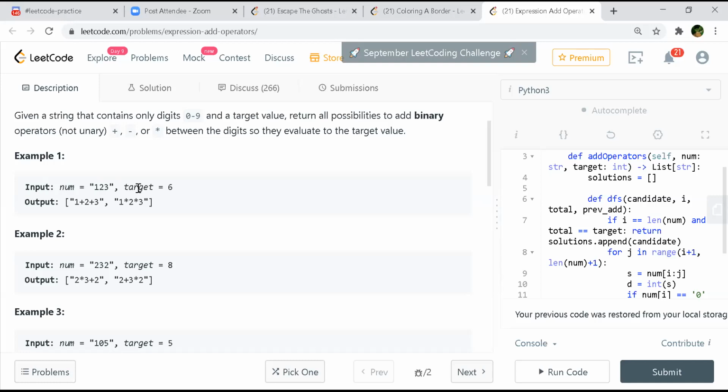Okay. Yeah. So each time when you compute, you'll be subtracting it from your target. Is it?